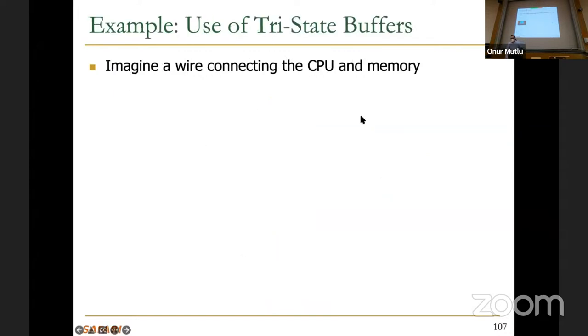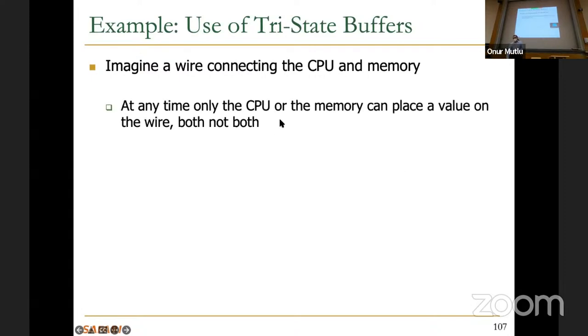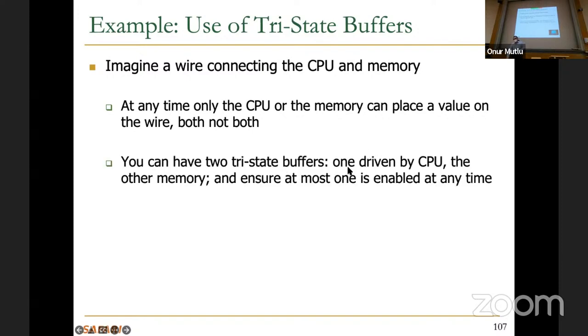Why am I telling you this basically? So imagine a wire connecting the CPU and memory. At any time, only the CPU or the memory can place a value on the wire because they need to communicate through this wire, but not both. Because if both of them place a value, a short circuit happens and you basically have garbage on the bus or wire. You can have two tri-state buffers, one driven by the CPU and the other by memory, and ensure at most one is enabled at any time.